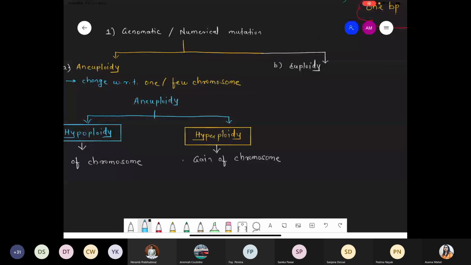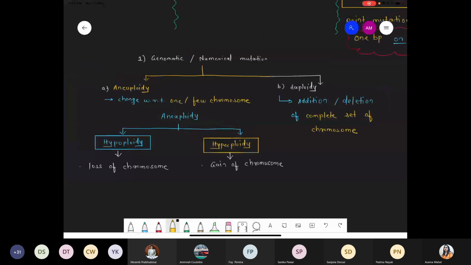So euploidy is nothing but addition or deletion of a complete set of chromosomes. In aneuploidy, we talk about one or a few chromosomes. But when we talk about euploidy, there is an addition or deletion of a complete set of chromosomes. So quickly, we are taking examples for hyperploidy and hypoploidy.